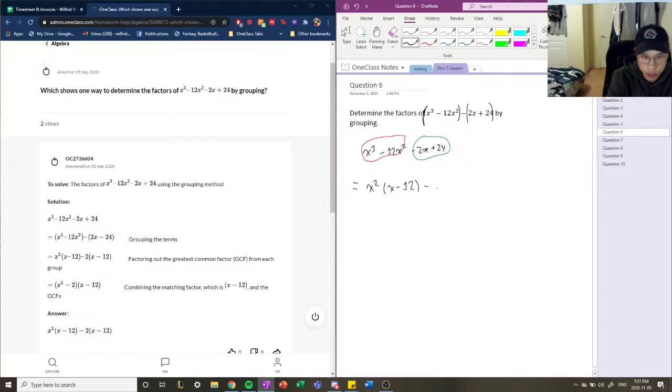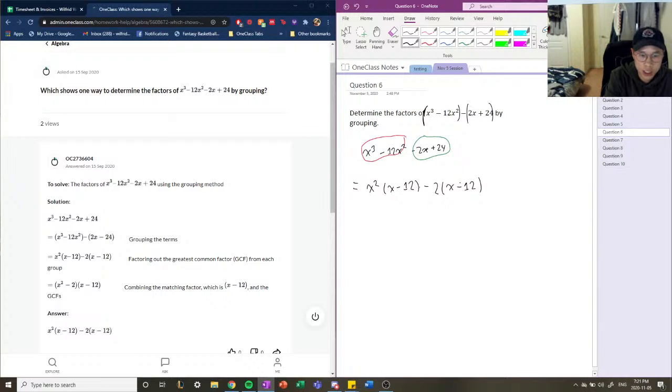How about the second group here? What can we factor out, right? Instead of factoring out x, because there's no x here, we can factor out 2. So that's 2. And we're going to factor out negative 2 here, so it's going to be negative 12. So now that we have factored out negative 12, factor out 2, right?